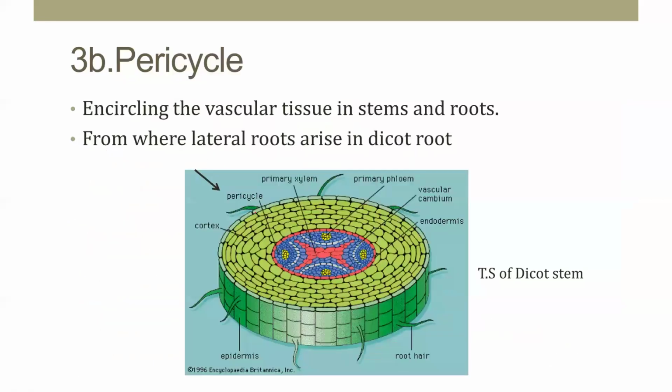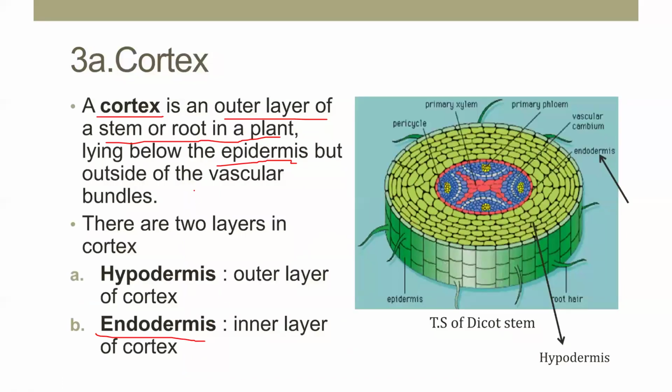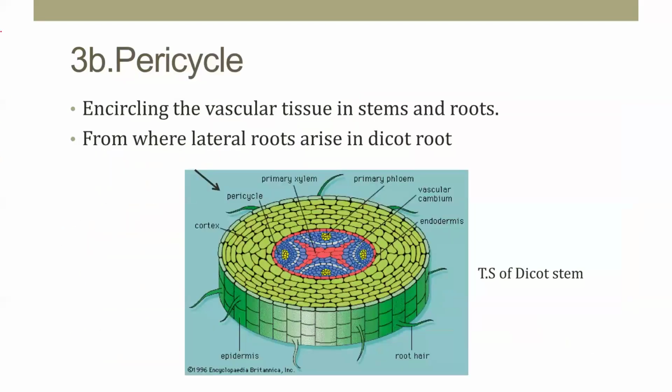Generally the cortex may be made up of sclerenchyma, or it may be made up of parenchyma cells, based on the type of plant. Generally in mesophytes, it is parenchyma or collenchyma, whereas in xerophytes the cortex is generally made up of sclerenchyma. Next one is the pericycle.